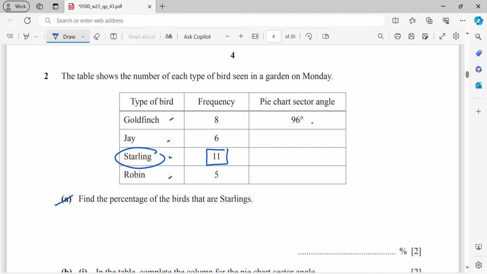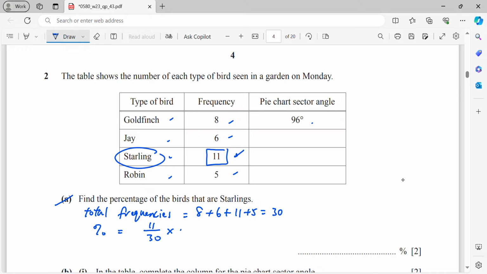So, from here, I need to get the total frequency first. The total frequencies, that means the total number of birds, equals 8 plus 6 plus 11 plus 5. This is going to be 30. So now your percentage equals 11 out of 30, times 100%. So this is going to be 36.7%. So I will be getting 36.7.